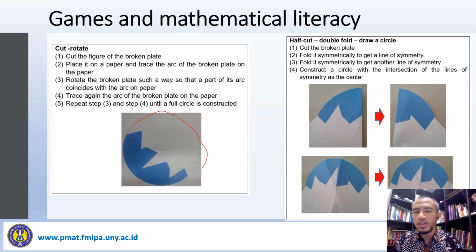And then another one is, it's quite advanced. They half cut, they cut the plate, they fold it to have this line. They have this line, and then they fold again to have this line, and then it becomes the center of the circle. And then they can construct the circle.